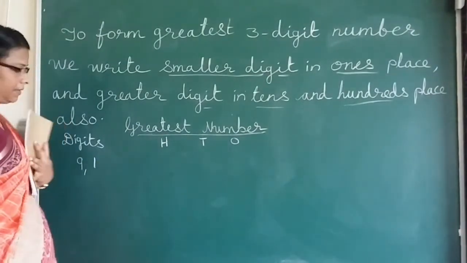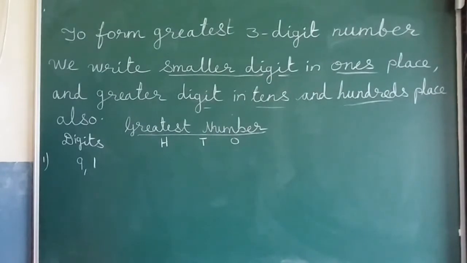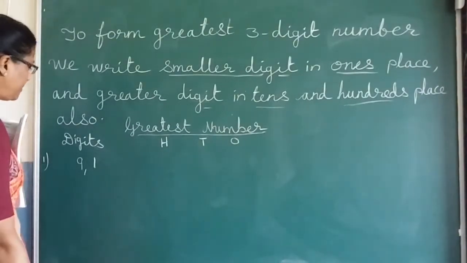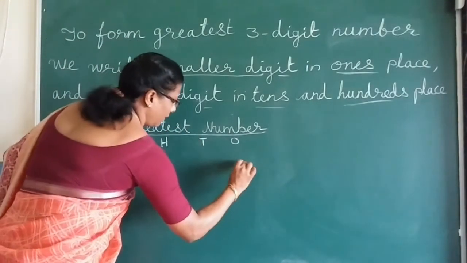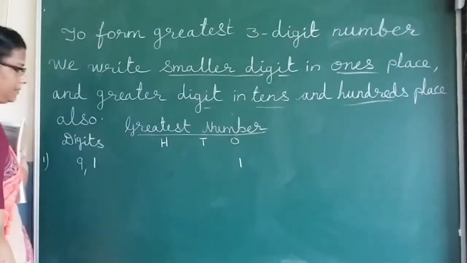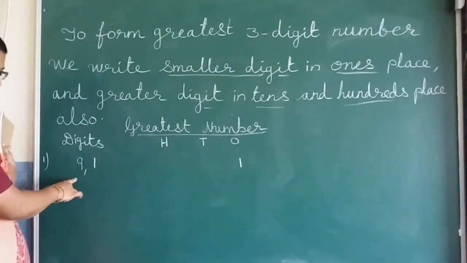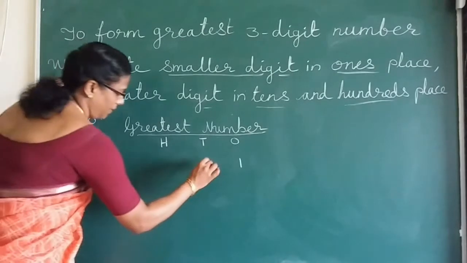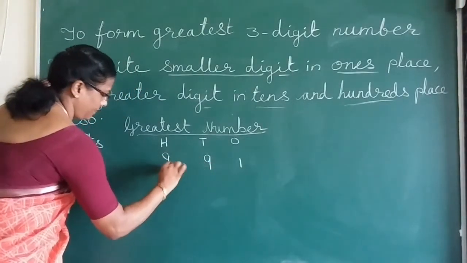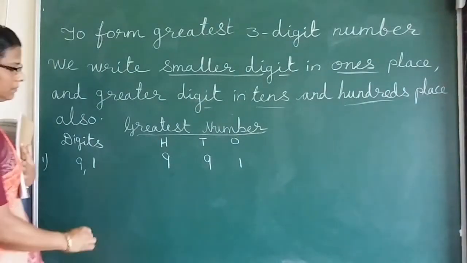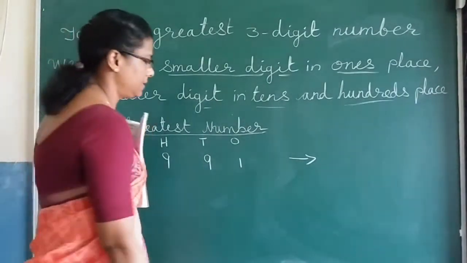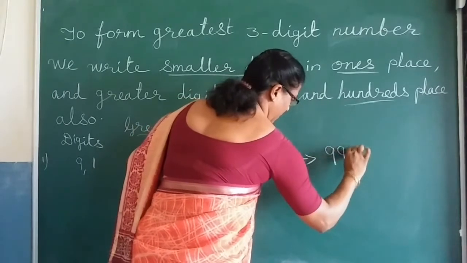To form the greatest number, we write the smaller digit in ones place. Here, the smaller digit is 1. We write 1 in ones place. The greater digit is 9. We write 9 in tens and hundreds place. 991 is the greatest three-digit number.